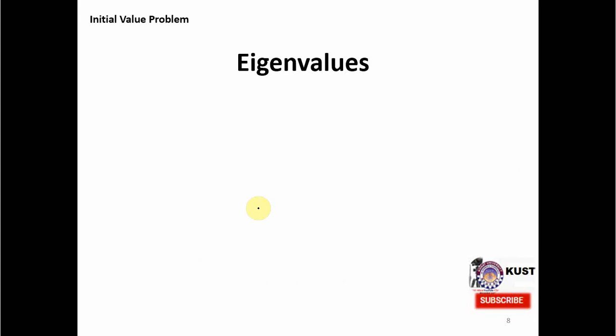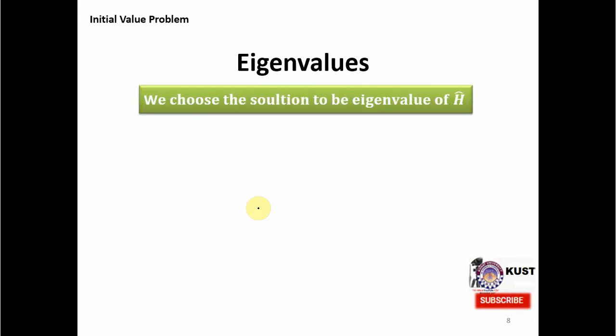Now we turn to the examples of it, and we say the eigenvalues. If we choose the solution to be the eigenvalue of h, because h is an operator, and if we consider that this is the eigenvalue of h, then we know that the initial value psi r0, let's denote it by phi n, because there is a discrete set of the eigenvalues.